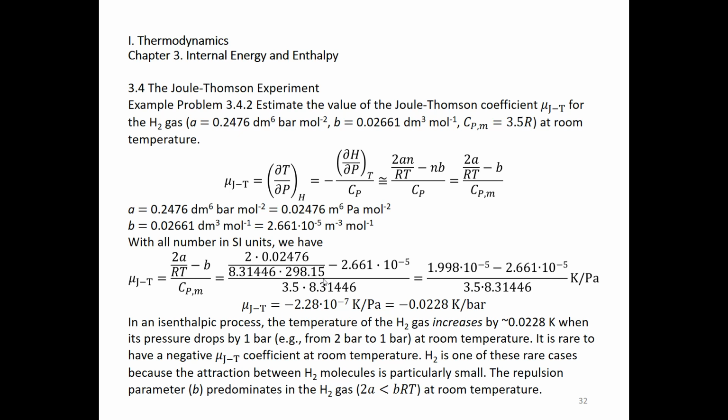When you have a smaller repulsion, the potential energy decreases. But energy cannot be created or destroyed. So where does this potential energy go? It goes into kinetic energy. So the kinetic energy increases and the temperature increases in this case, but only a little bit. Usually, mu JT is positive. It's rare to have a negative mu JT. I'm just trying to show you a rare example over here.